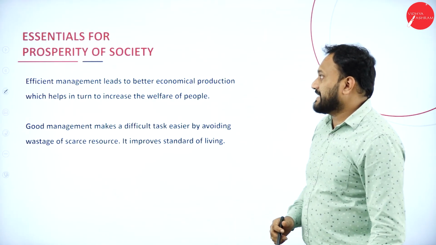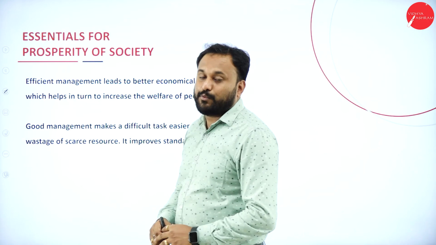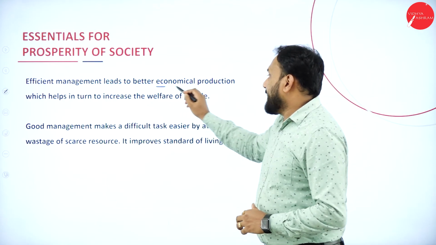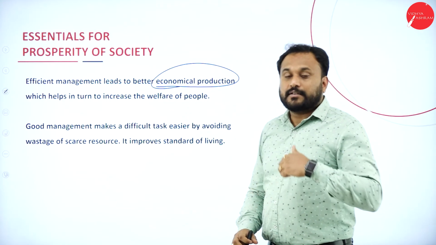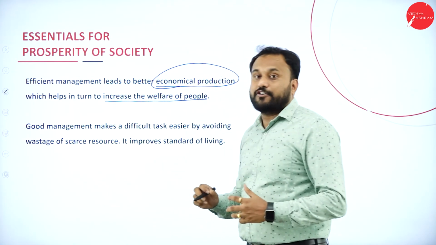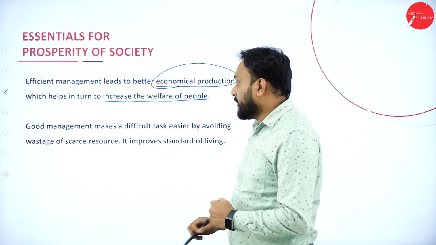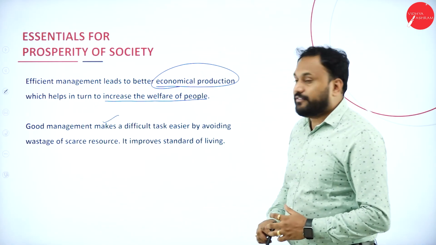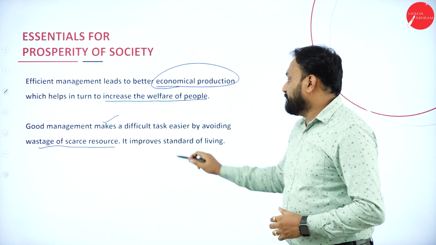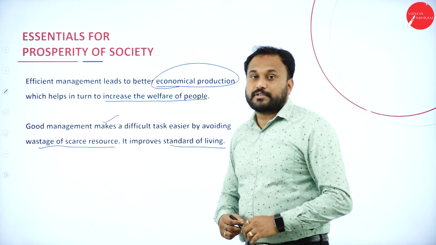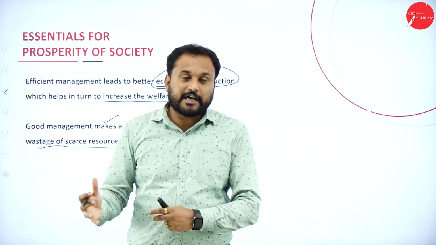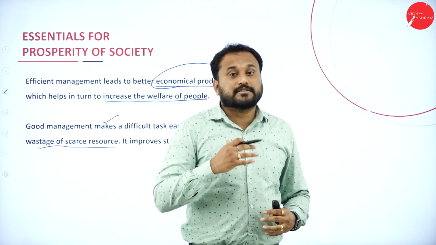And lastly we have essentials for prosperity of society. Why society? Please understand, standard of living and all. Efficient management leads to better economic production. So when there is economic production, definitely there is stability, which in turn helps increase the welfare of people. Standard of living is what they are talking about right now. Good management makes a difficult task easier by avoiding wastage of scarce resources. It improves standard of living. That is why you are supposed to have management. So management will definitely help society at large. It will help the employees as well as the employer.